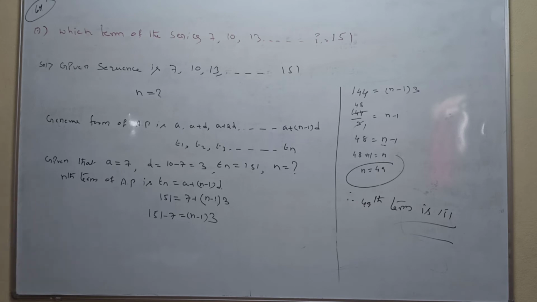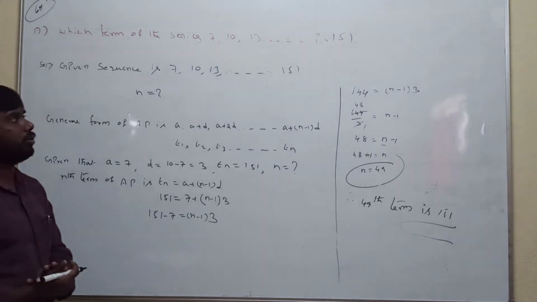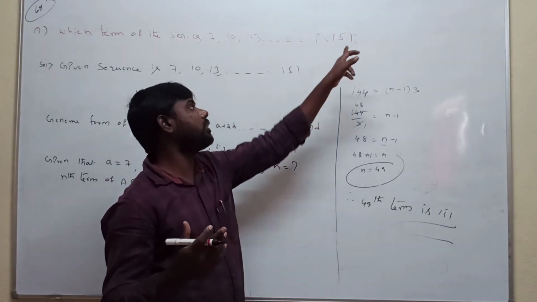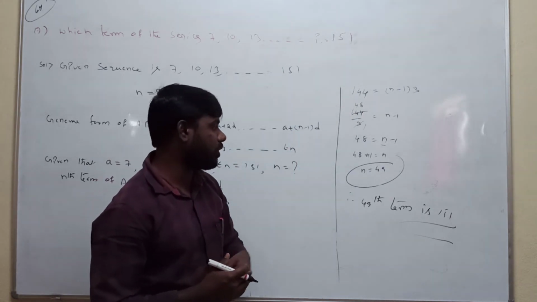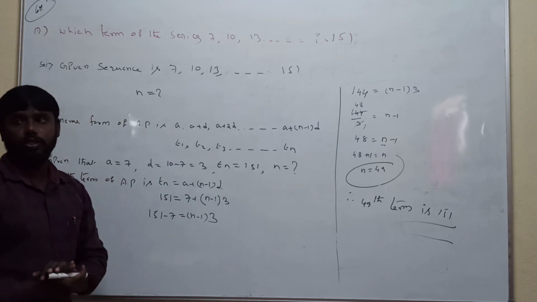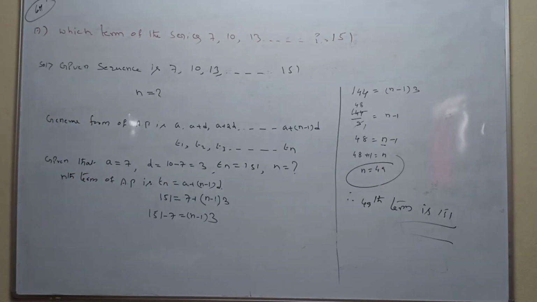So now applying the nth term formula of the arithmetic progression. Finally we have to find that n value. Now what are they asking? 151 is which term value. Finally we have to find that the 49th term value is 151. So is it clear? Did you understand? Very easy. Next question.